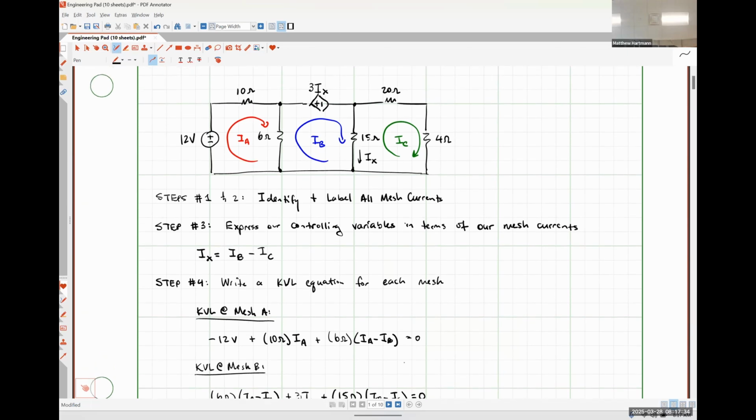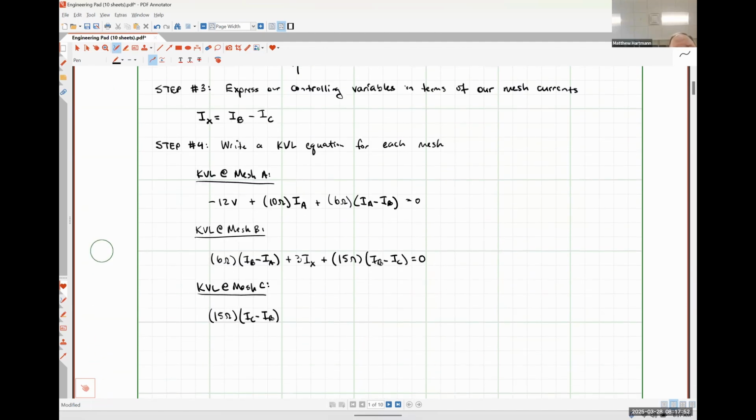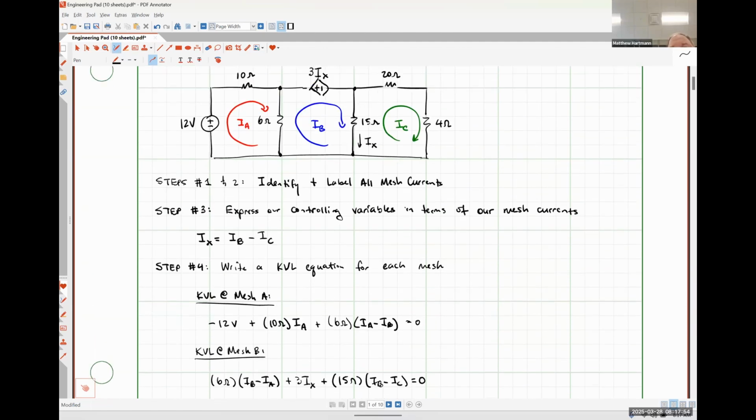What's the next thing that we see? 20 ohms times IC. So when our circuit element is on the edge or the perimeter of the circuit, we're only going to have one current flowing through it. So we just have IC. What was that? 20.